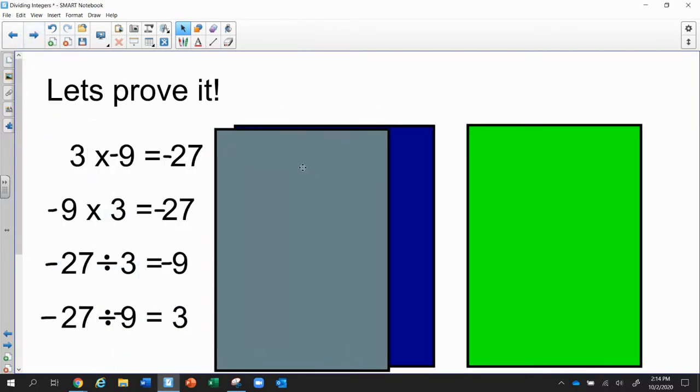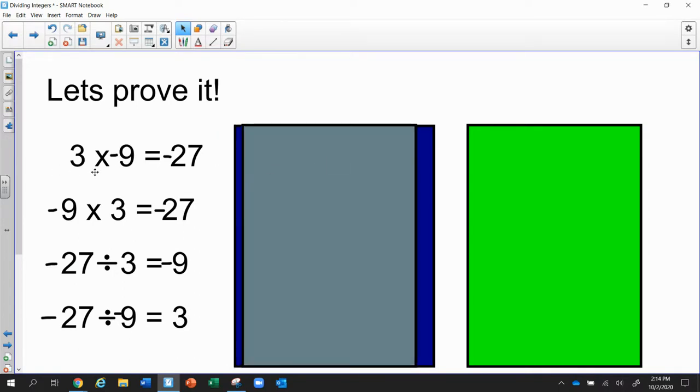So let's prove it. 3 times negative 9 equals negative 27, right? So we learned that last week. A positive times a negative is going to be negative. I go negative 9 three times, I end up on the negative side. Same for this one. Remember, I'm using the exact same three numbers. This 9 is negative, so my 9 over here is negative. Negative 9 times 3, still negative 27, right? Order doesn't matter for multiplication.